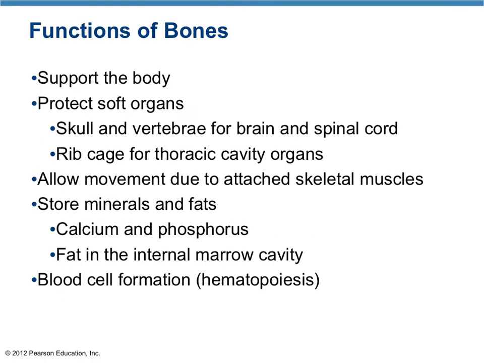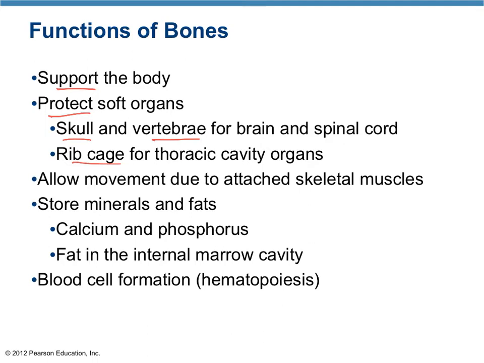The function of your bones includes supporting the body and protecting your soft organs. Some of your most important organs are your nervous system. So the skull protects your brain and the vertebrae protect your spinal cord. You also have the rib cage, which protects the organs inside of your thoracic cavity. Your skeleton also allows you to move, and that's because you have muscles attached to your bones that pull on your bones and cause them to move in specific ways.